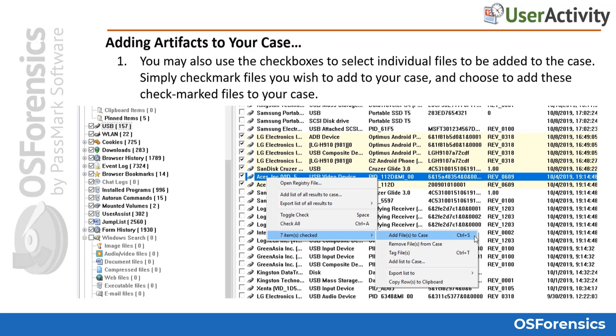And finally, you can use the checkboxes, obviously, to selectively choose specific artifacts. Then, once all files of interest are checked, you can then just add the group of checked files to your case, or export that list of checked files to a particular type of file like HTML, CSV, or text file, like we saw a few slides back.